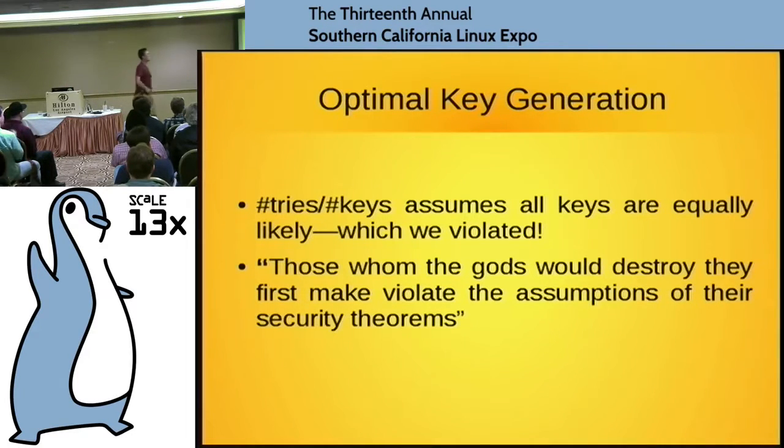So what went wrong is when I calculated what the probability of breaking it was, that assumes that all keys are equally likely. And I violated that very badly, right? So this is some ancient Greek wisdom from Euripides or somebody, right? Those whom the gods would destroy, they first make to violate the assumptions of their security theorems. You know they said that, right? You believe me? All right.